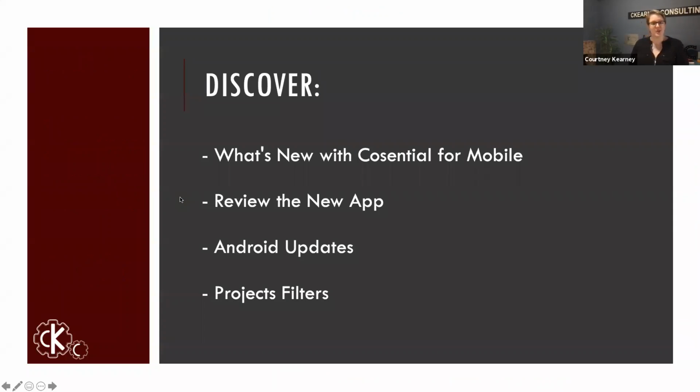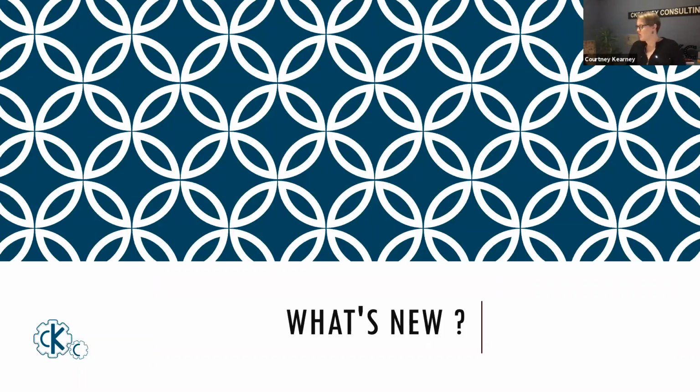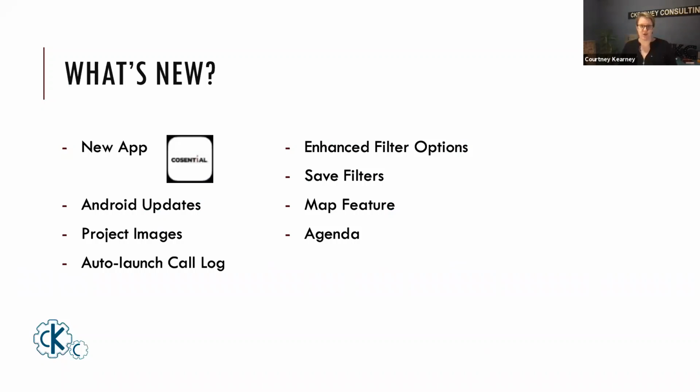Today we're going to talk about what Cosential calls On the Go, so using your mobile to access Cosential. There is a new app, so we're going to review that. And then things have been happening on Android. We can now access the Cosential app on Android, and some of the updates, specifically project filters in general. Really the overview of what is new. If you have your phone and you open it and look at the Cosential app, this is the icon that you want to be looking for.